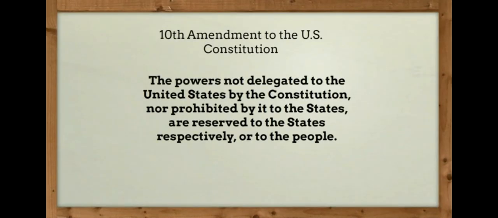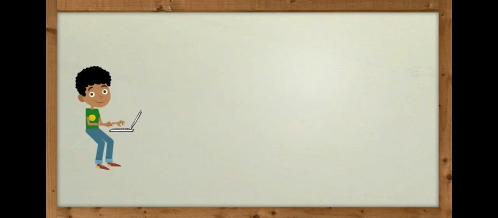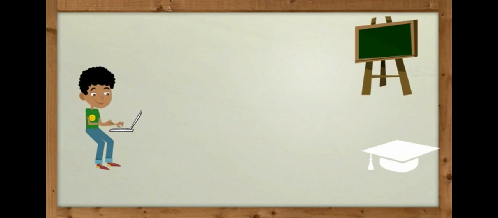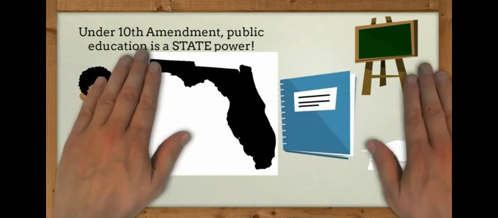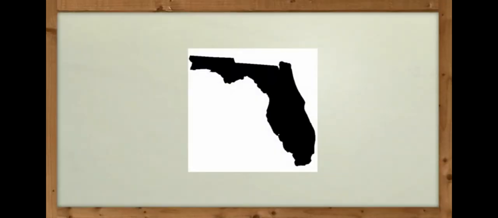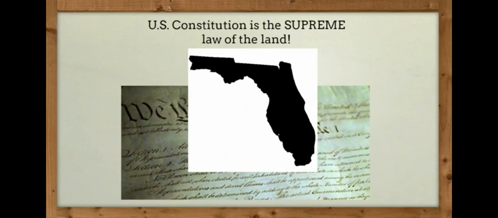Remember, too, the states have power as well under the 10th Amendment. The 10th Amendment states that the powers not delegated to the United States by the Constitution, nor prohibited by it to the states, are reserved to the states respectively or to the people. For example, under the 10th Amendment, public education is a state power, so only states can create public schools. Remember that under federalism, each state does have its own laws and its own constitution. But ultimately, the U.S. Constitution is the supreme law of the land.